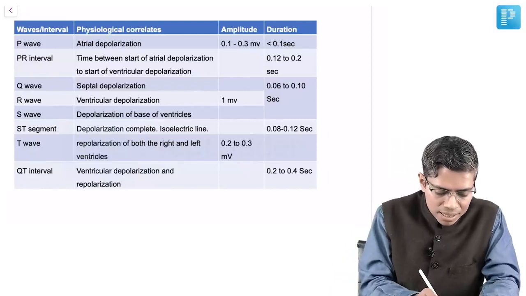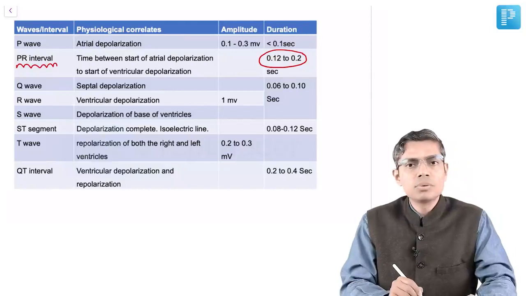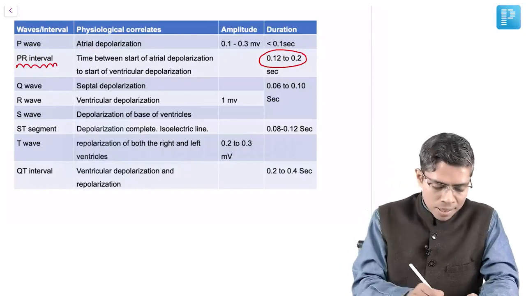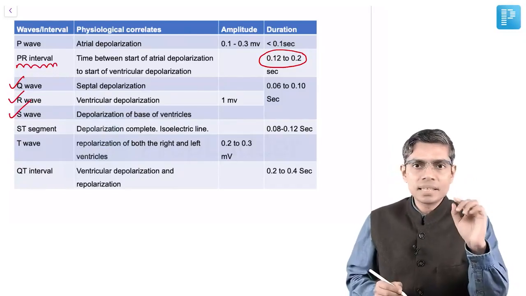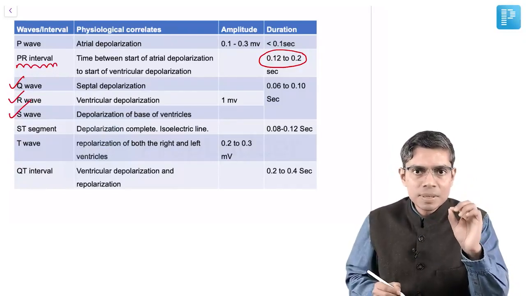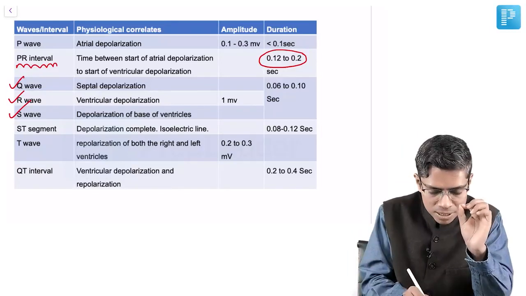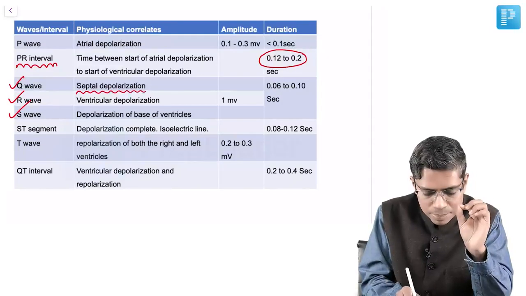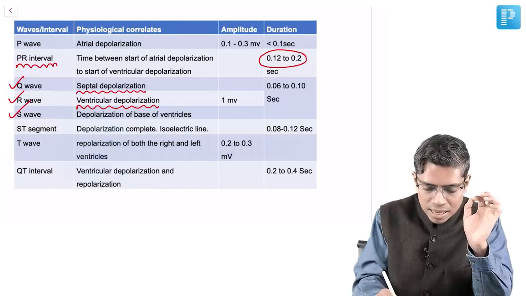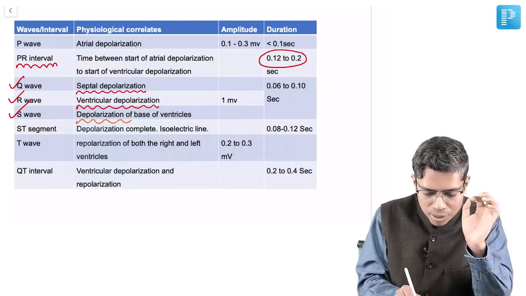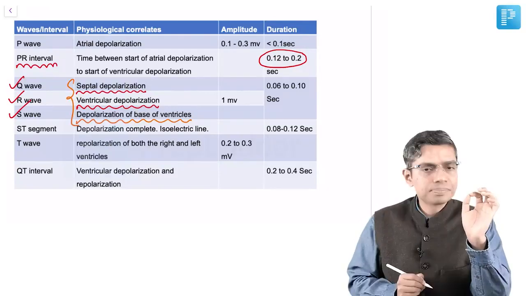So the PR interval, this is must-know information, is 0.12 to 0.2 second. Then the QRS complex. We have earlier seen that the Q wave, if it is there in the ECG, is generated due to septal depolarization. So please remember, Q wave means septal depolarization, R wave means ventricular depolarization, and S wave means depolarization of the base of the ventricle. This is important again, right?